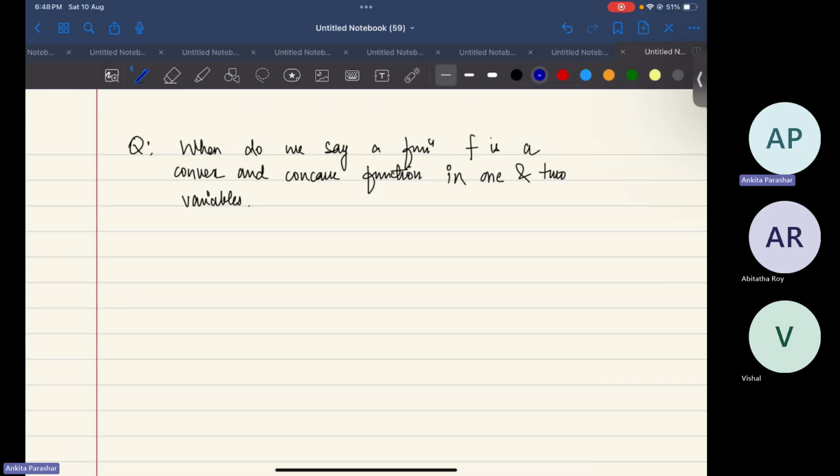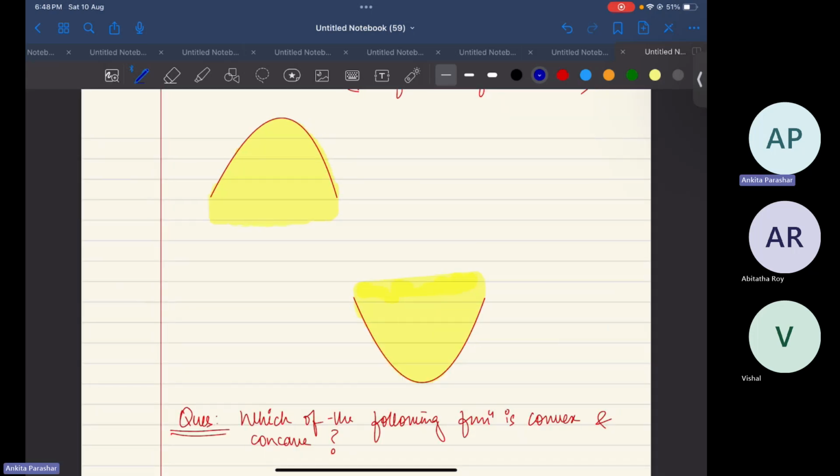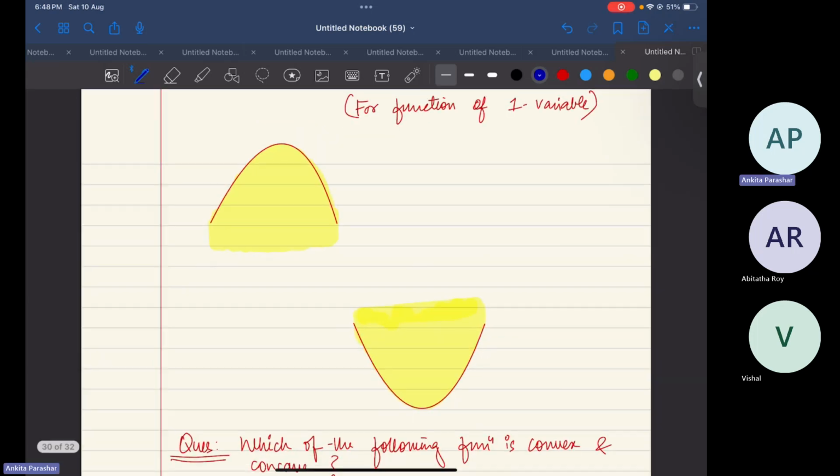When do we say a function is convex and concave in 1 and 2 variables? I think we have discussed this part also. In one variable, it's simply easy to see. I think this is a question that we already saw. If I draw the curve and look at certain points, this point and this point, the line joining these 2 points lies above the curve, that means it is convex.